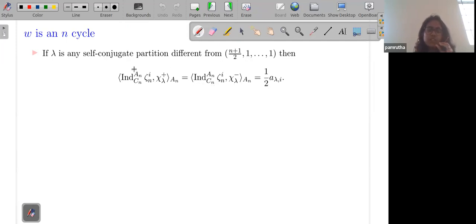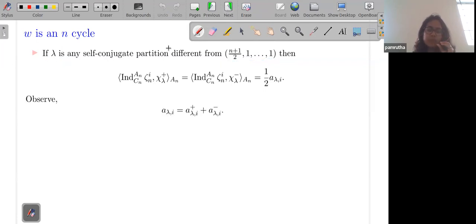Since the character value is the same as half of the character value of the symmetric group, in all the remaining cases where lambda is any self-conjugate partition not equal to this, the multiplicity is simply half of the multiplicity in the symmetric case. The only case remaining is where lambda is a self-conjugate partition exactly equal to this hook partition, (n plus 1)/2, comma 1, 1, 1.